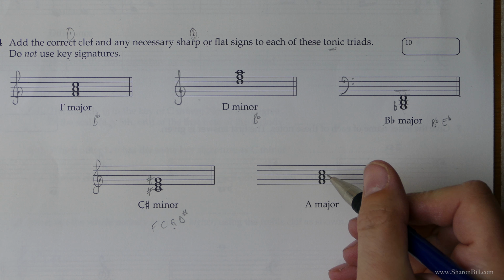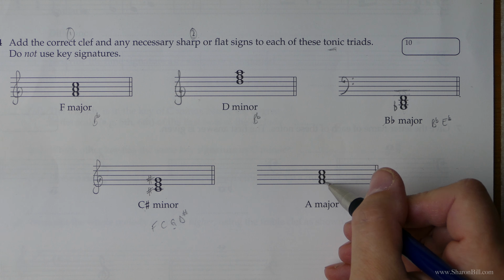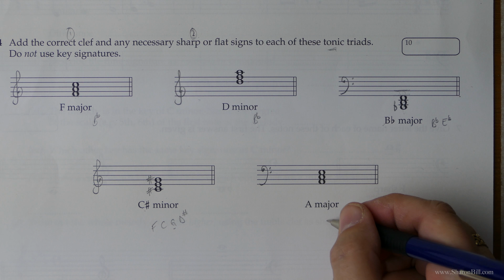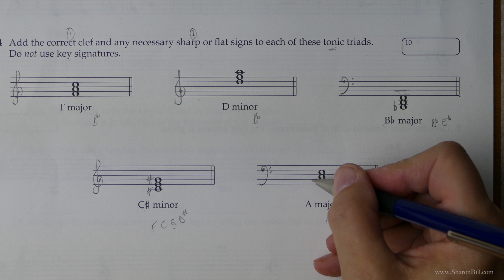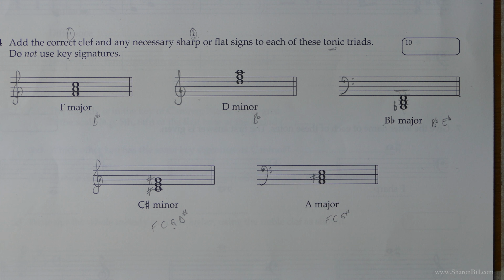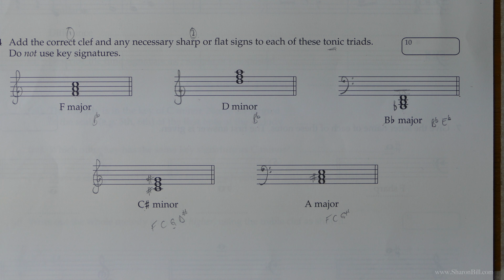And then this last one, for this to be A major, the tonic needs to be A. So this needs to be in the bass clef. A major has a key signature of F, C, G sharps, so this is A, C, E, so we need to sharpen the C. There we go, that's that question completed.